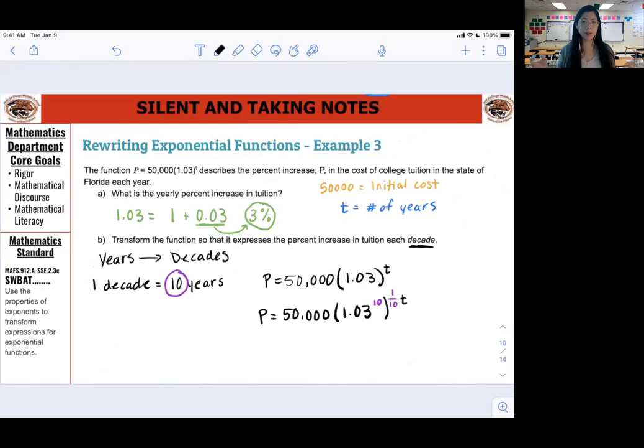Kind of confusing. Any questions on that? I know this is strange. And trust me, tomorrow we're just going to keep working on this. We're staying on the same topic tomorrow so that we have more chances to practice it.